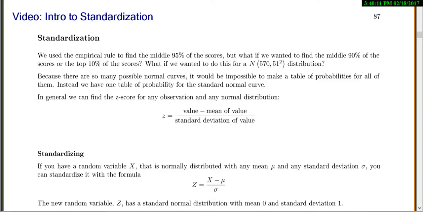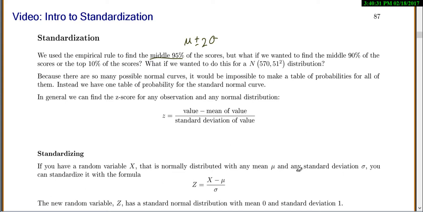So in our last video, we learned about the normal distribution, and we learned about the empirical rule. We did say that our empirical rule says if we want to find the middle 95% of the scores, it's always going to be our mean, mu, plus or minus 2 times the standard deviation.